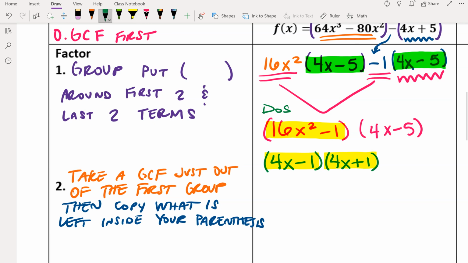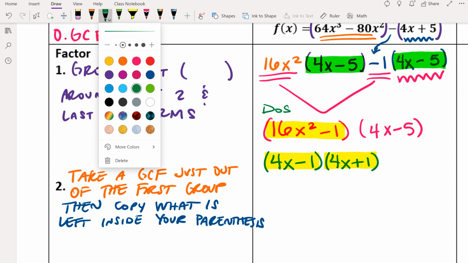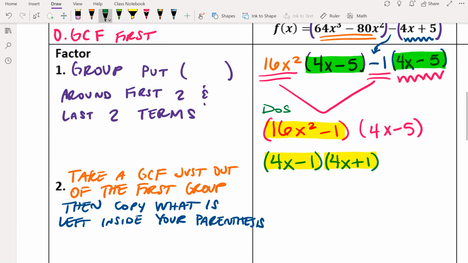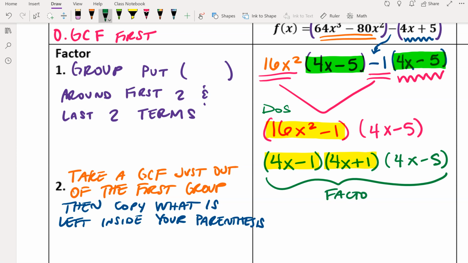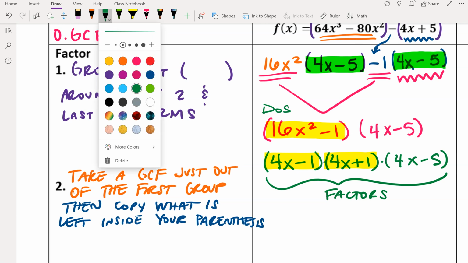And then can we factor the 4x minus 5 anymore? No, we cannot. There's nothing we can do here. So that just stays 4x minus 5. Here are all of our factors. So please make a note. These are your factors. Factors are in parentheses. They're separated by multiplication. A lot of us are struggling with the difference between factors and solutions. These are factors.